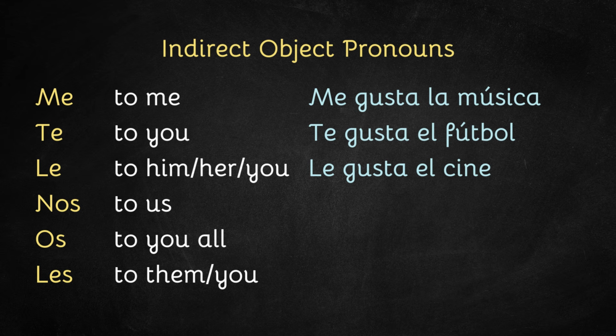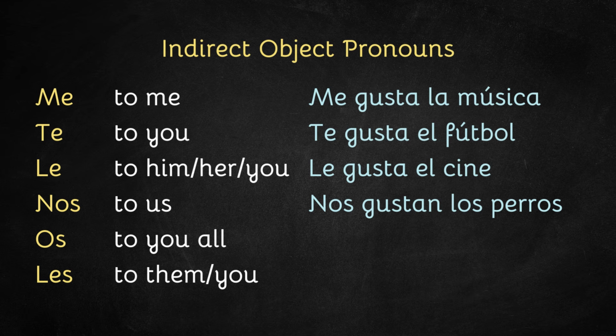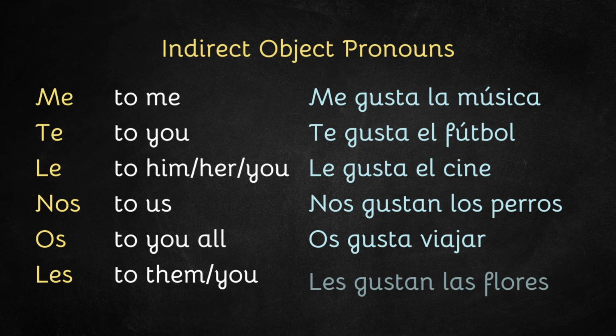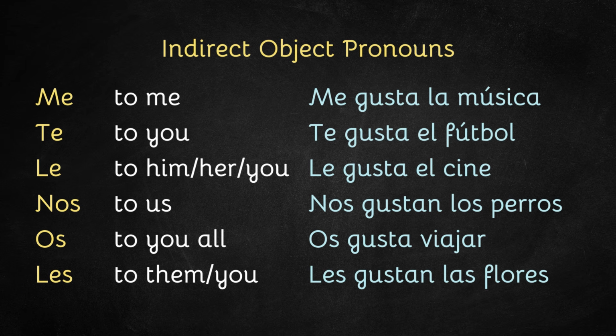We like dogs becomes nos gustan los perros. You all like traveling becomes os gusta viajar. They or you all like flowers. Les gustan las flores. So what we see here is the indirect object pronoun and then either gusta with a singular noun or verb and gustan with plural nouns. So we just change those words based on the nouns. And again, I have a dedicated video to this and I'll leave you links on the description.